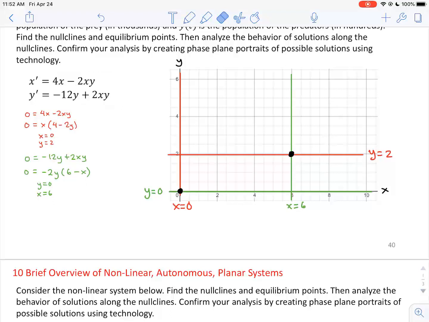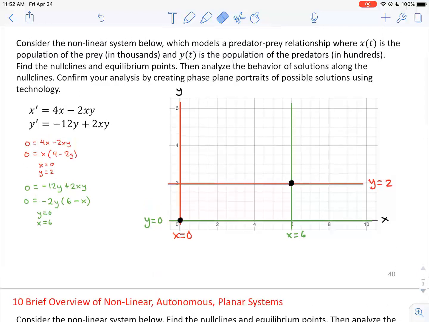Anyway, the next part: we found the nullclines and we found the equilibrium points. The (0, 0) is an obvious equilibrium point, right? If there are no predators or prey, we don't expect those populations to change. And now we're going to analyze the behavior of the solutions along the nullclines. Let's focus on x equals 6. What you do is you let x be 6 and you plug it into this system and figure out what you get for x prime and y prime.